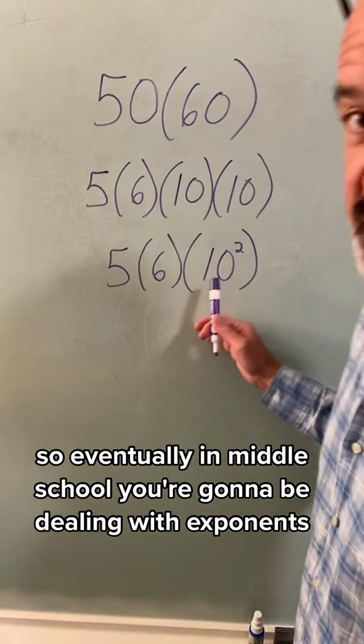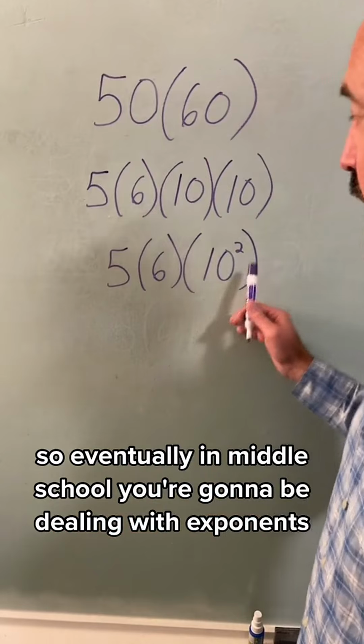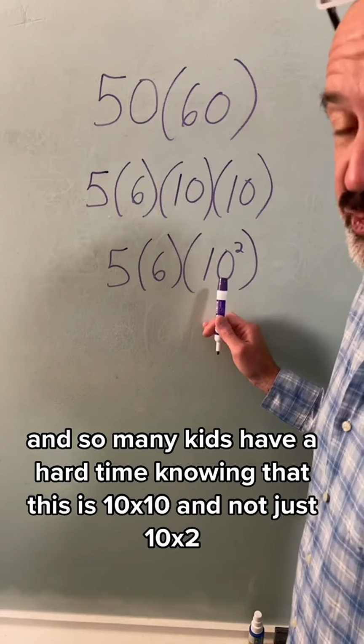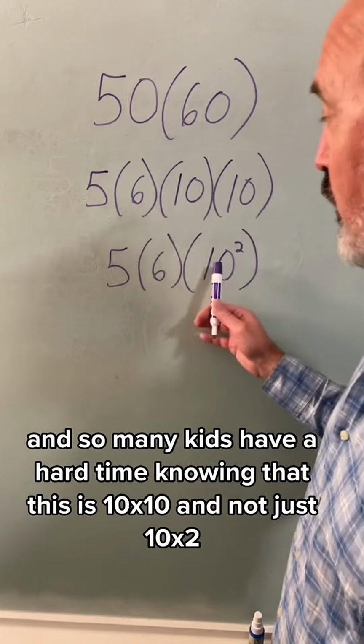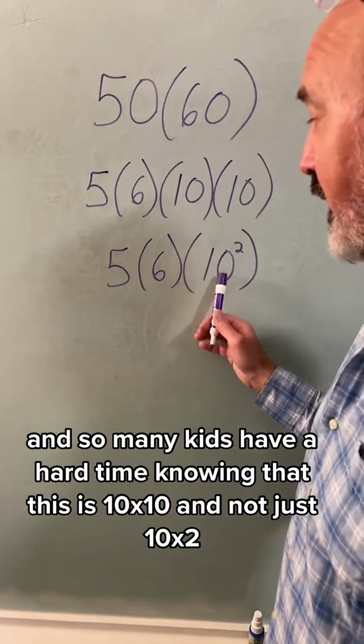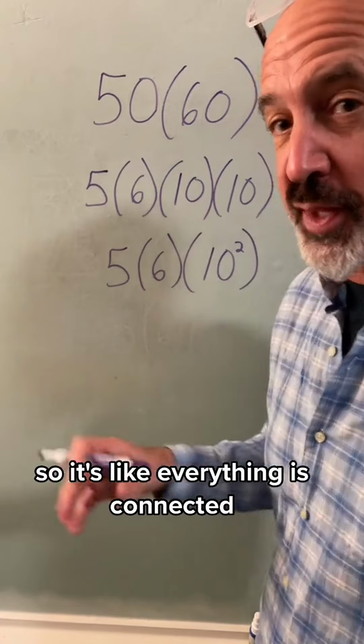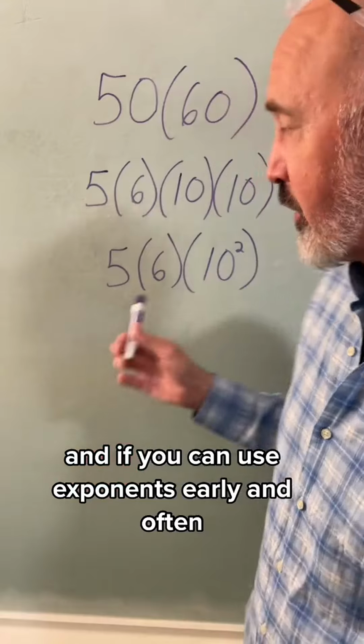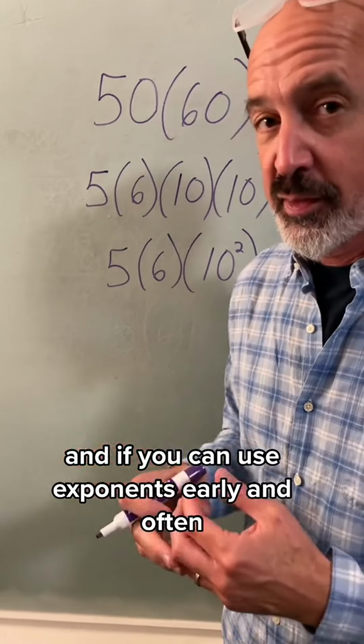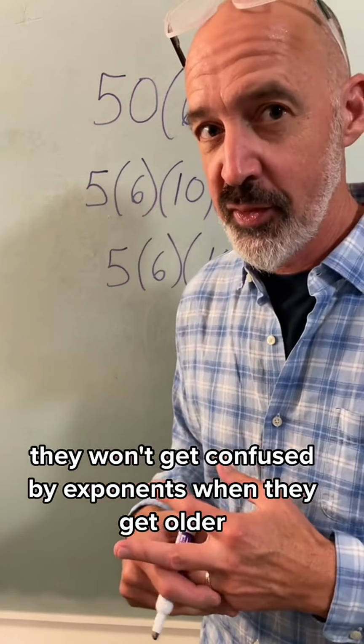So eventually in middle school, you're going to be dealing with exponents. And so many kids have a hard time knowing that this is 10 times 10 and not just 10 times 2. So it's like everything is connected. And if you can use exponents early and often, they won't get confused by exponents when they get older.